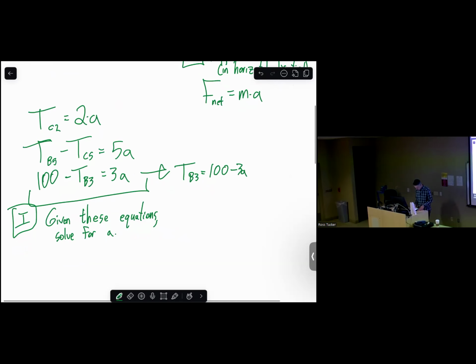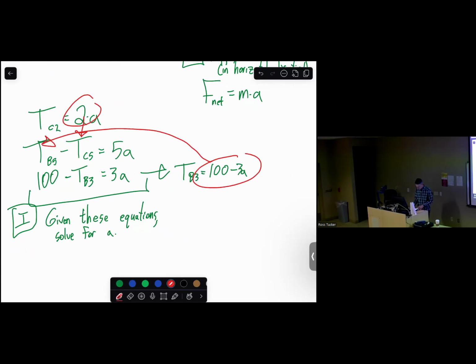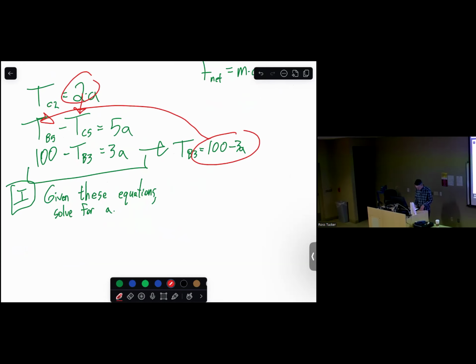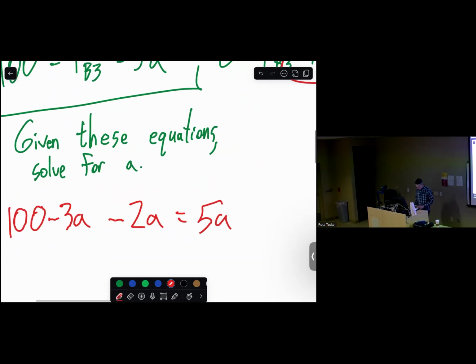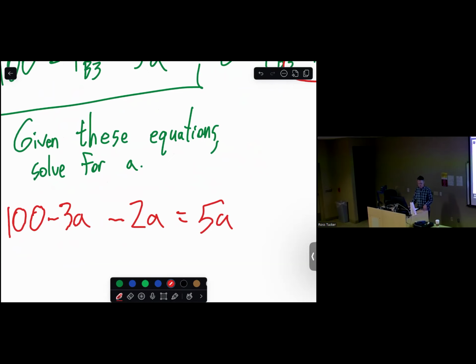Again, the hint is if you know what these symbols mean, you can plug them in. You know that TB3 is 100 minus 3A. I gave that to you. I solved this third equation for you. You know that TC3 equals 2A. You can plug things in if you know what they're equal to. Solve this for A. Carefully.